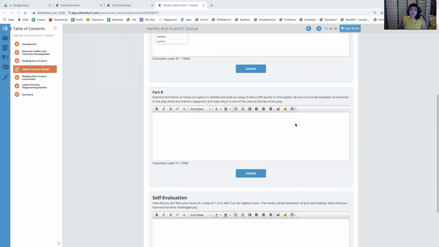So if you're thinking about the theme of moral corruption and how that comes up in Hamlet, Claudius poisons his brother, the former King Hamlet, to become king. That would be a moral corruption. You just have people lying and conniving, all these things against each other. So there's a lot of moral corruption. These aren't good people, is where you're going with that.